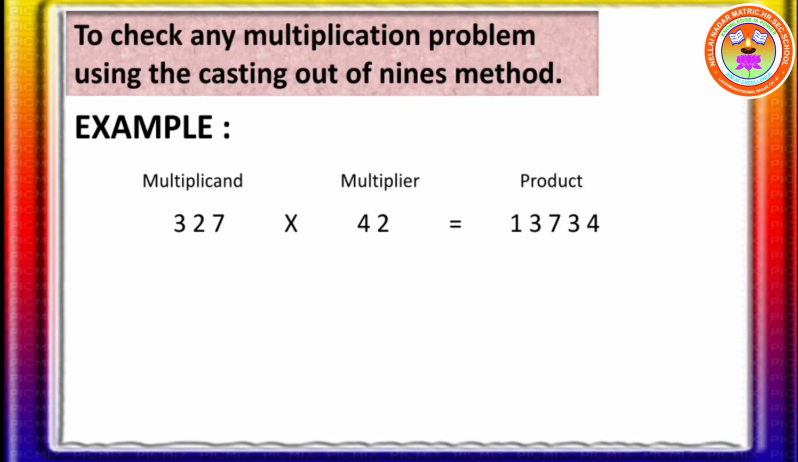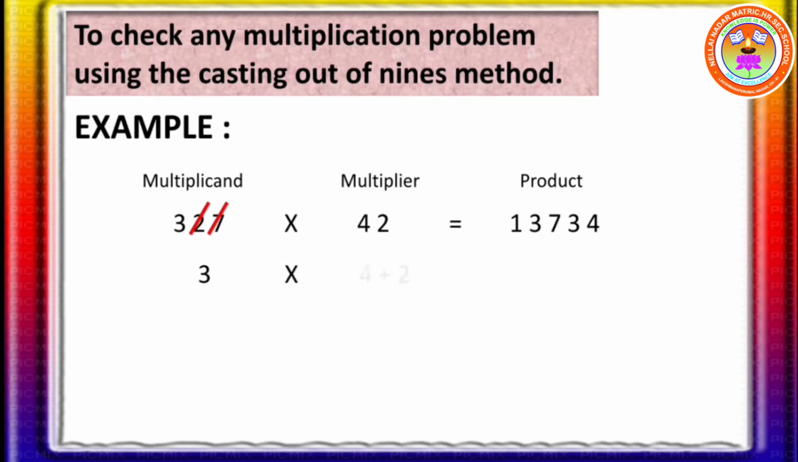In casting out 9, the first step is to cross out the 9s or cross out the components of 9. Any 9 here? No. Any components of 9 here? Yes, 2 plus 7 is 9. Cross out the components of 9. Balance 3 into... Step 2, add the digits.